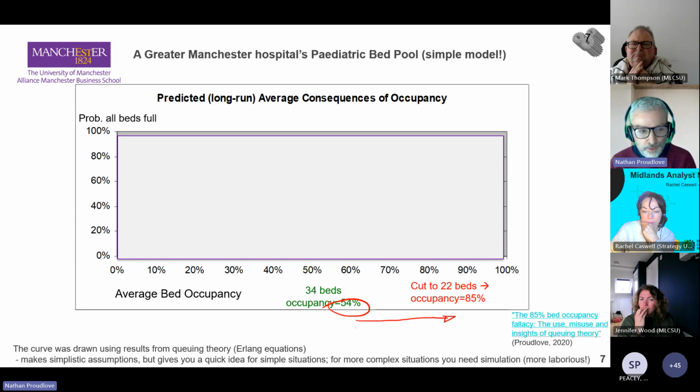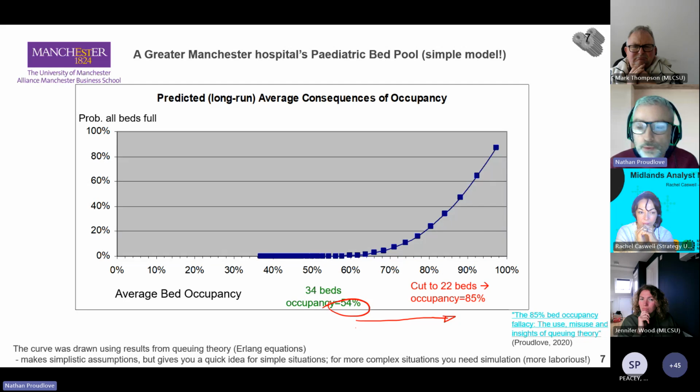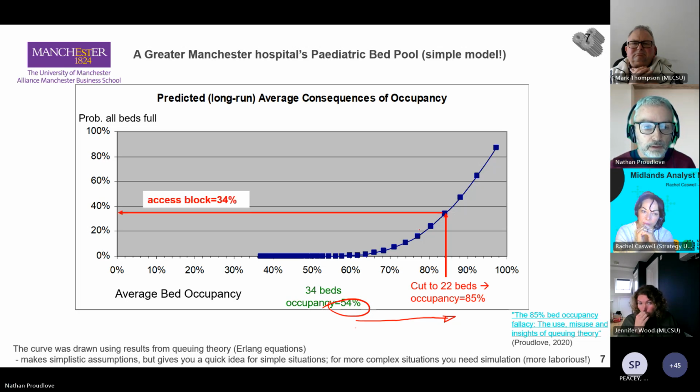So I thought, right, this is a queuing theory type situation. Let's get some data from them on average length of stay and average referral rates, and stick them in the equations and draw the performance curve for this particular system. And you end up saying that, well, if you are running at 85%, then the consequences would be a third of the time when a child needs a bed, the beds are all full.